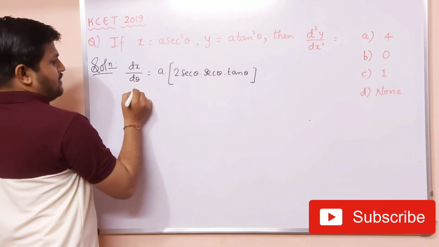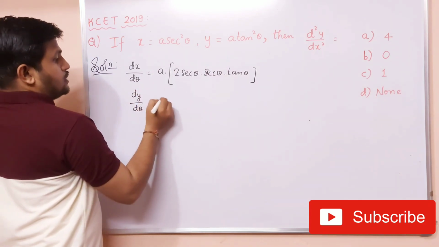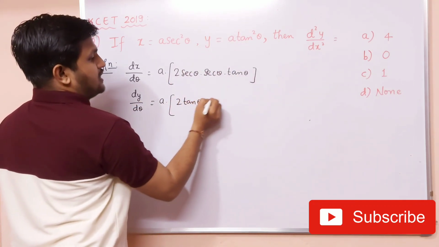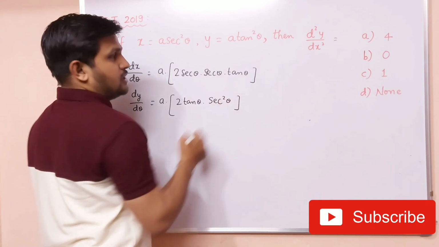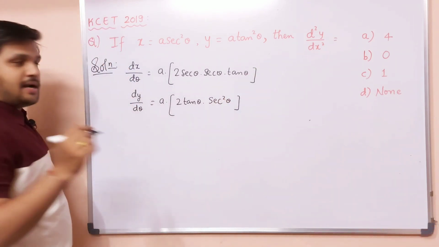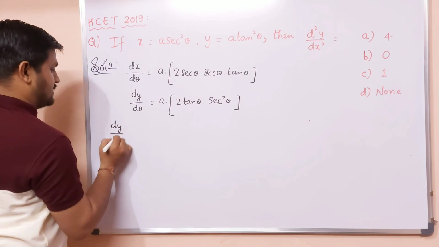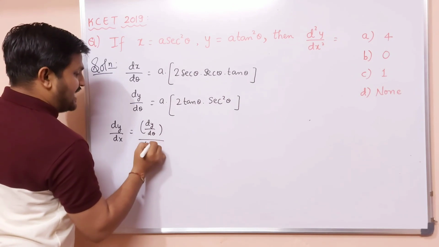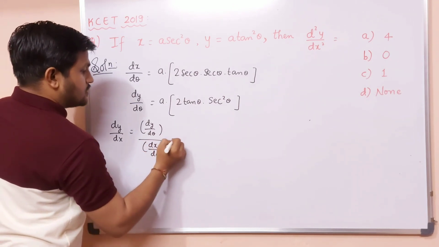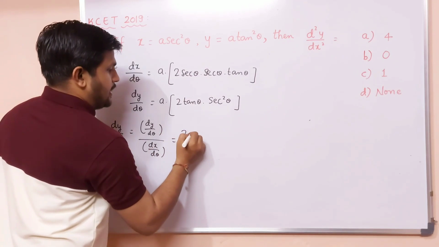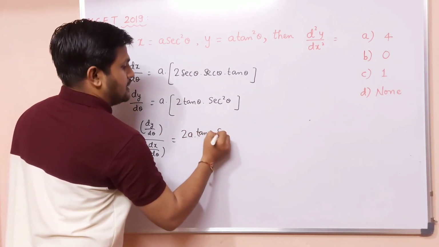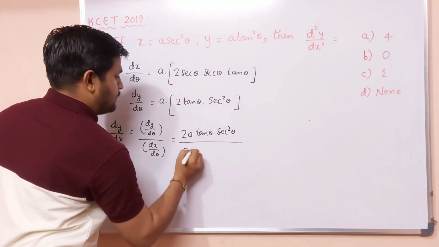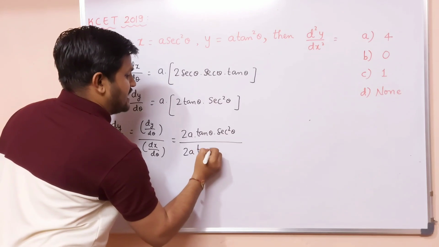So next, dy by d theta. So a into the derivative of tan square theta, which is 2 tan theta, and what is the derivative of tan theta? Secant square theta. Now I need to find dy by dx. So dy by dx is nothing but dy by d theta divided by dx by d theta. So dy by d theta is 2a tan theta into secant square theta, divided by 2a tan theta secant theta.